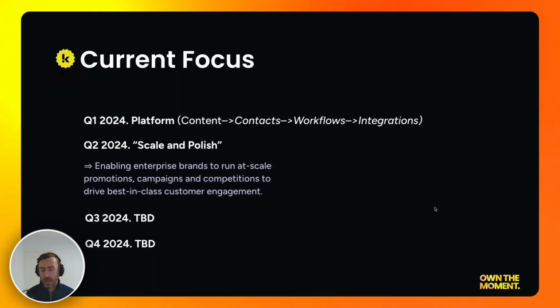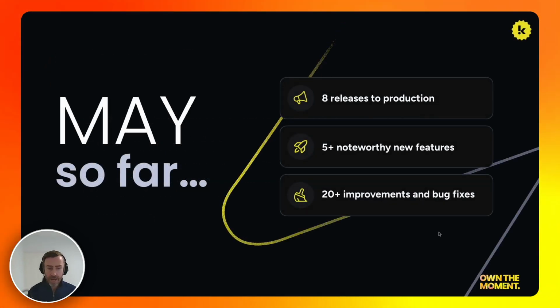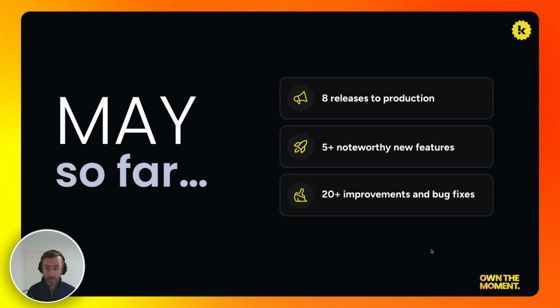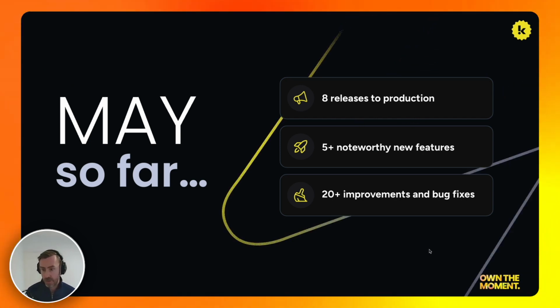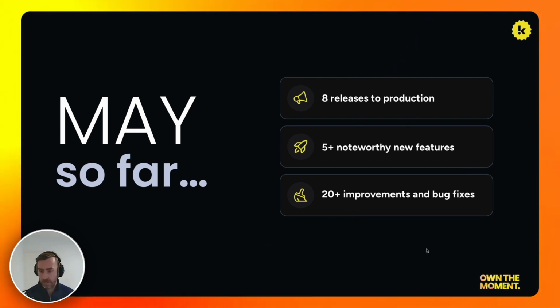Let's jump right in. The theme for the current quarter is called Scale and Polish, and it's all about helping our biggest enterprise customers run their promotions and campaigns at scale, and making all of the workflows they have to do inside Komo as effective, intuitive and simple as possible. In May, whilst we've been heads down on a couple of really big projects, which I'm going to walk you through at the end of this video, we've still managed to ship a bunch of valuable stuff to customers, which is really exciting, and that's what we're going to walk through today.